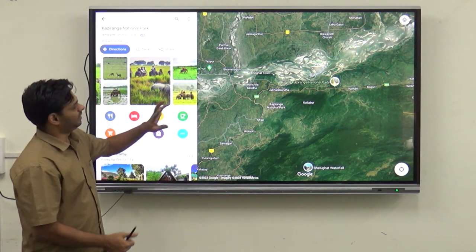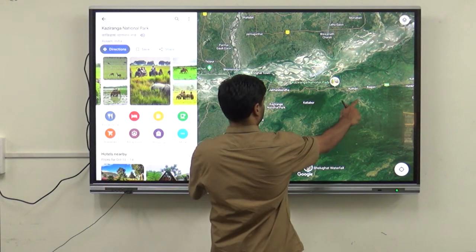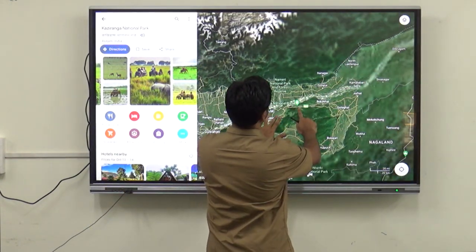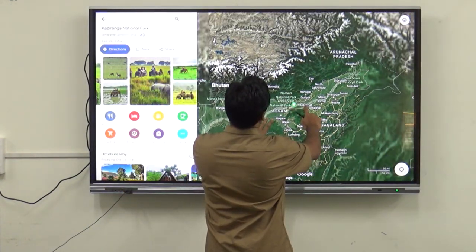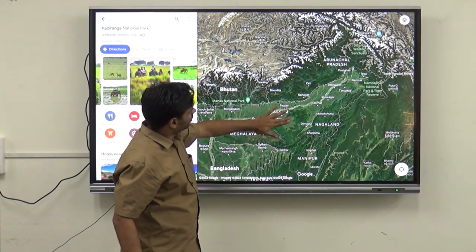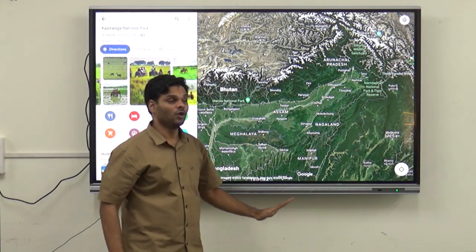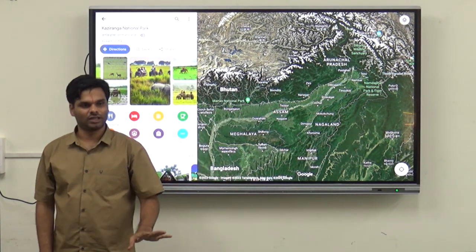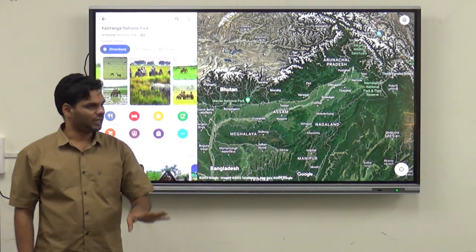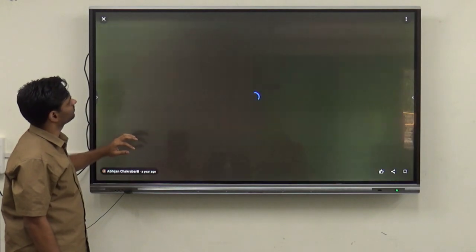Okay, anyways, let's come back to Kaziranga National Park. You can look at this region. Here you have tundra. This is the Himalayas. Here you have subtropical forests. These are also moist forests, a lot of rainfall. And everywhere it is like this only. Wetlands.